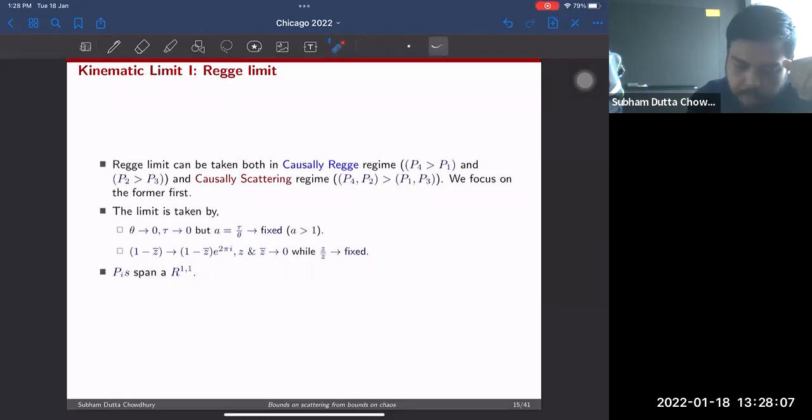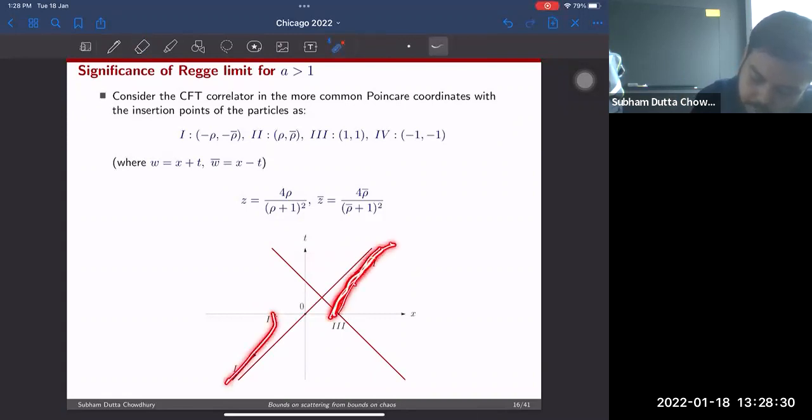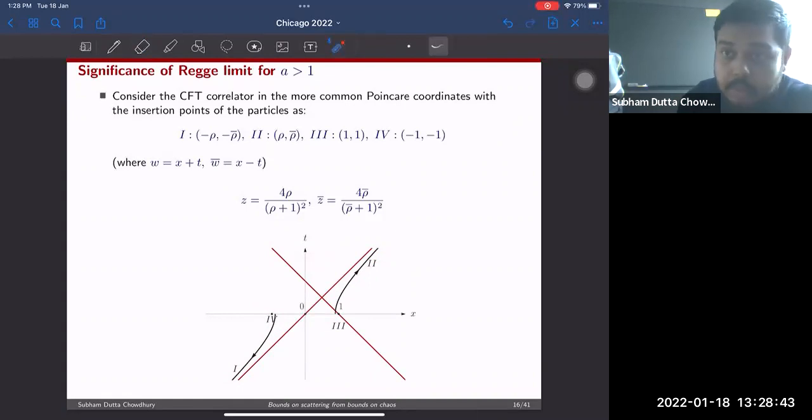Now why is this important? In terms of operator insertions in an ordinary CFT, the Regge limit is that you take 4 operators and you boost 2 of them towards the light cone of the other 2. This is the usual Regge limit for a CFT correlator, and we want to relate this to the chaos bound.